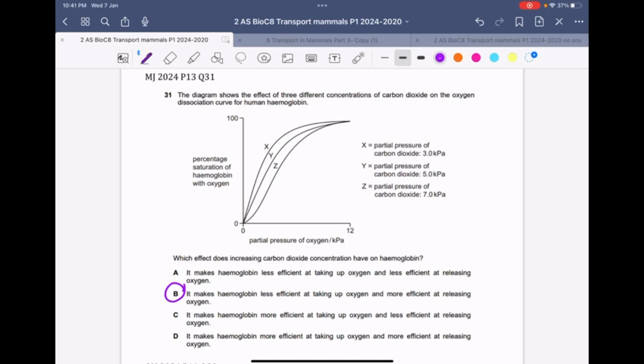So when you increase the carbon dioxide concentration, it means you are actually increasing the H plus ions in the blood. So you will cause the right shift of the curve. Right shift means that the hemoglobin becomes less efficient at taking up oxygen because the affinity of the hemoglobin to the oxygen is reduced. So that's why it is more efficient at releasing oxygen.